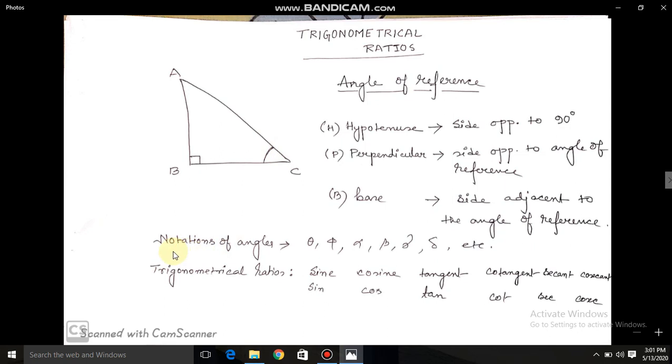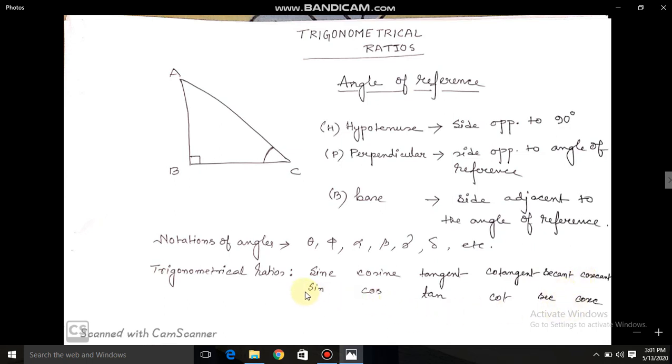Okay. Now, the chapter is trigonometrical ratios. Now, what are the different ratios? The ratios are sine, but while writing, we will write sin. Okay. The second one is cosine. We will write cos. Then tangent. We will write tan. Cotangent, that is cot. Secant, that is sec, and cosecant, that is cosec.